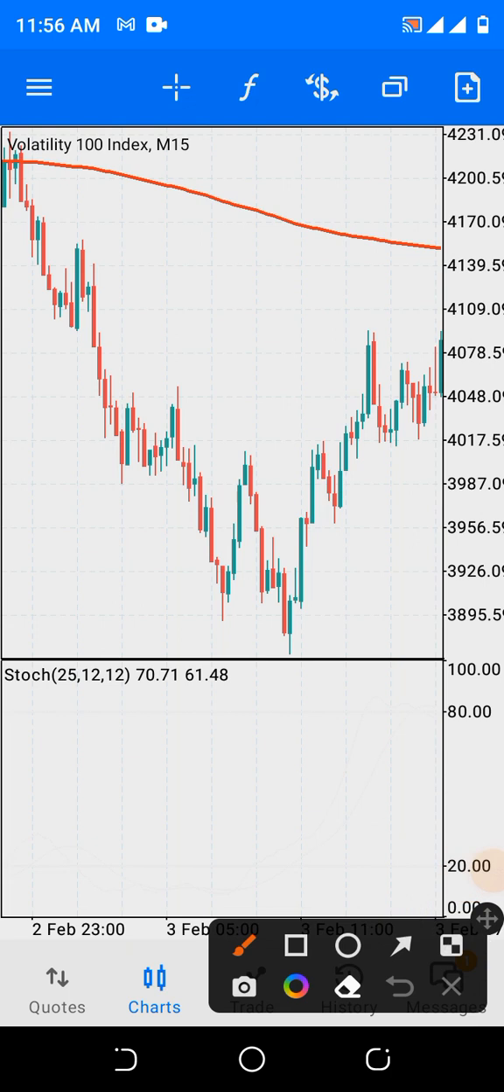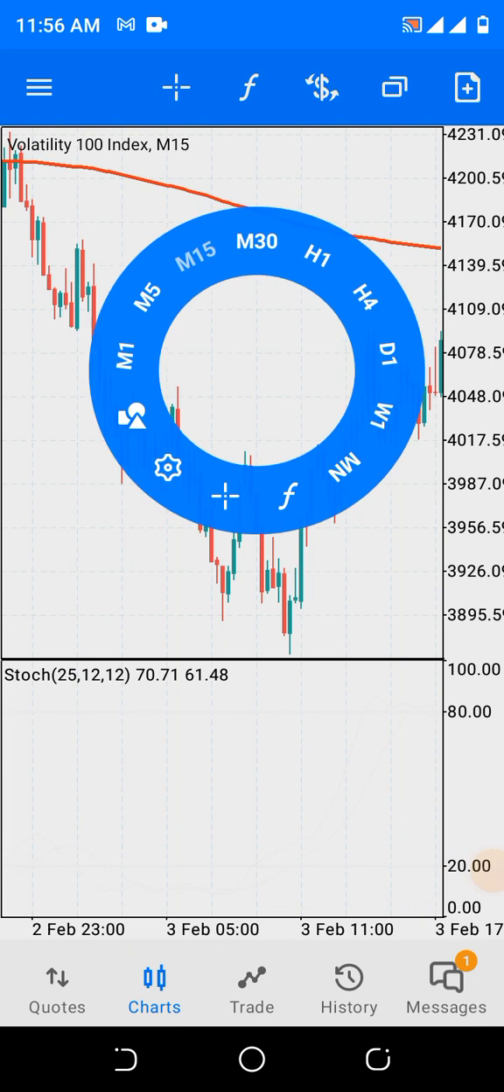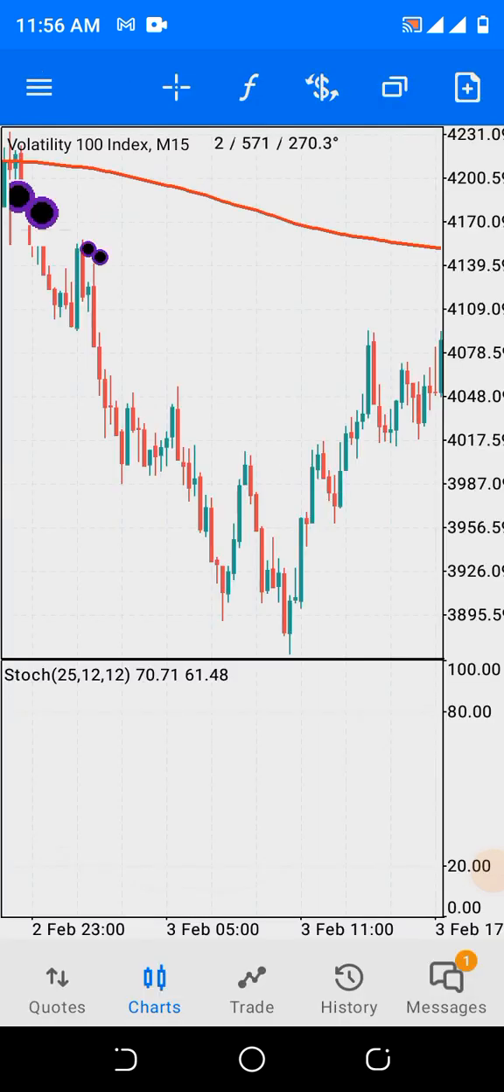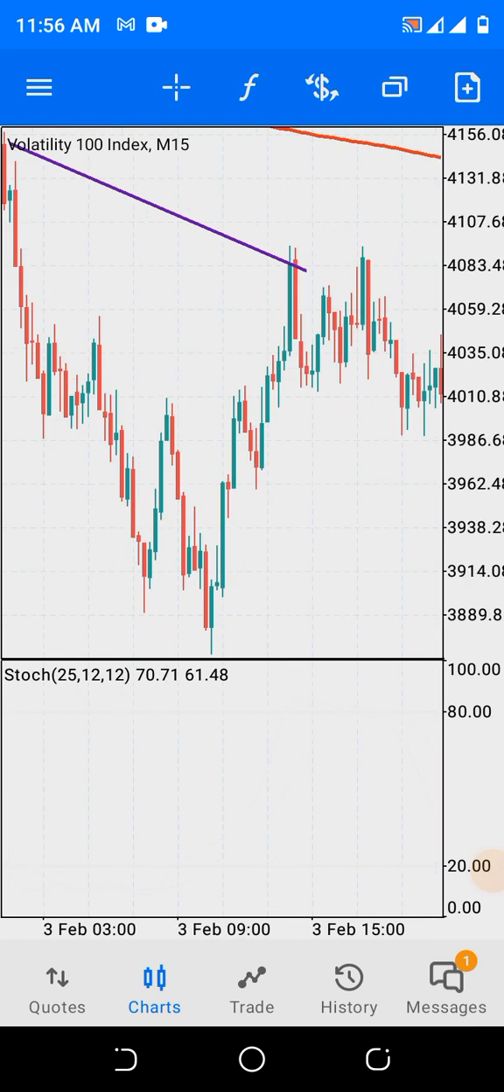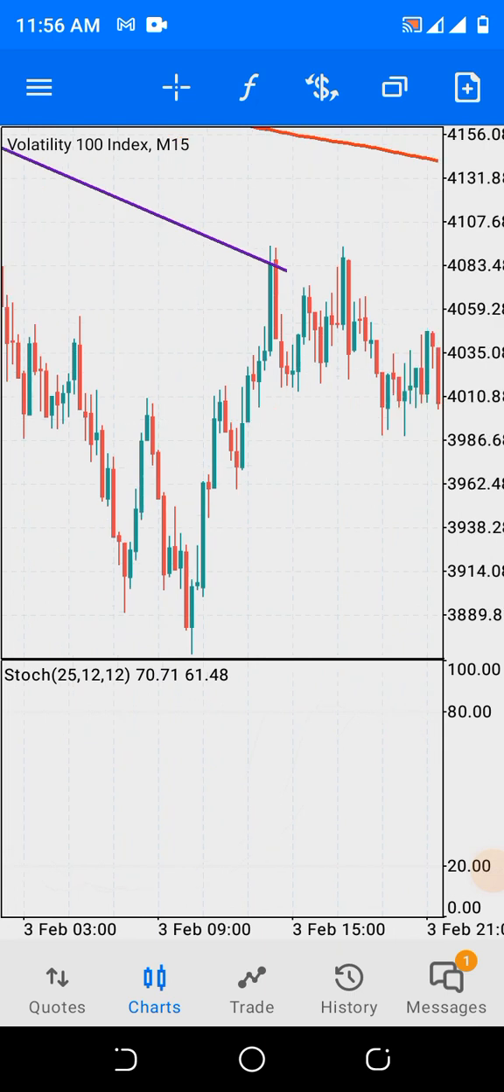Now let me use a trend line. This is a trend line. I join these two points. Once I join these two points, the next thing is to extend that line. Extend it. Where the price touches this trend line the third time, that is the third touch.